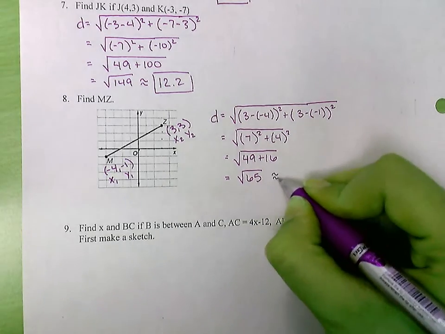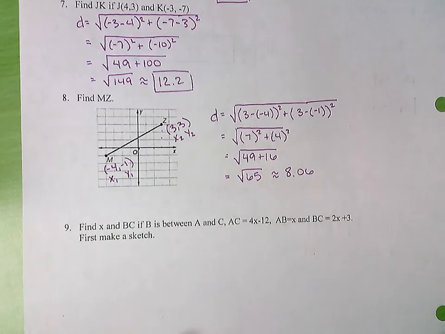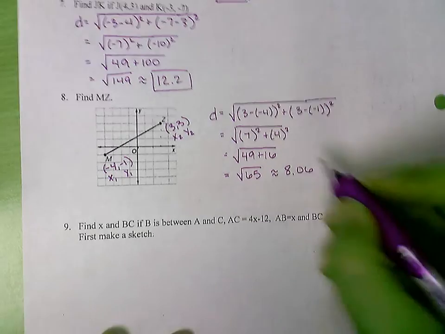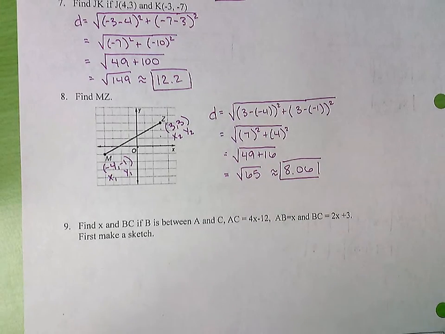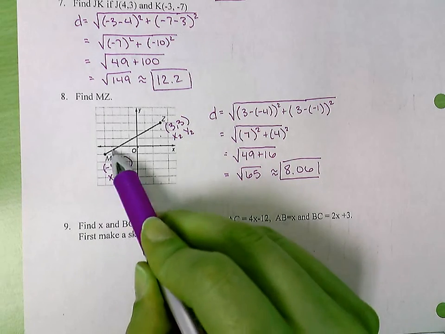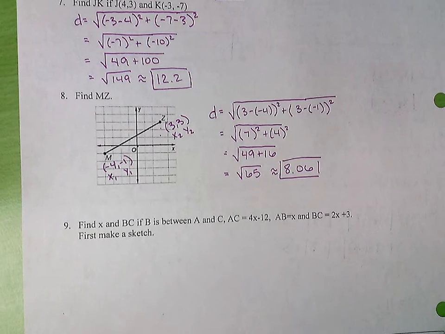Okay, and in decimal form, that is about either 8.06 or 8.1 is fine as well. Okay, so that's your distance in units between those 2 points. When you're given a graph like this, you cannot just count the dashes between as you go up the line. It doesn't work that way. Okay?